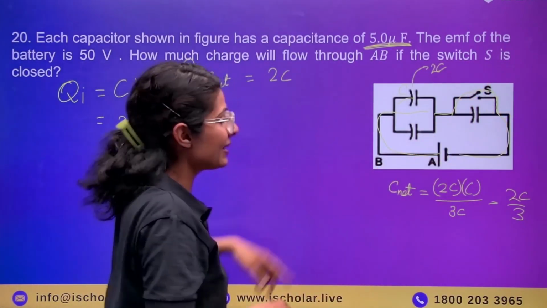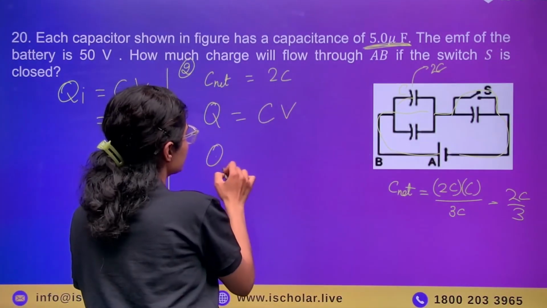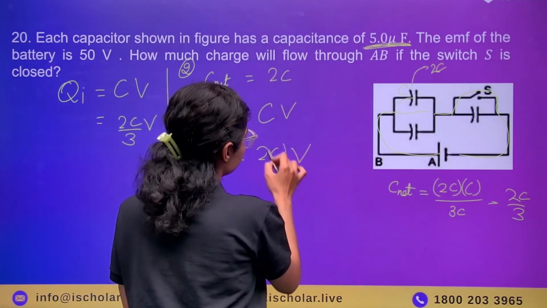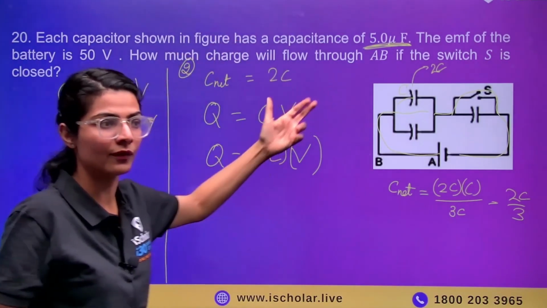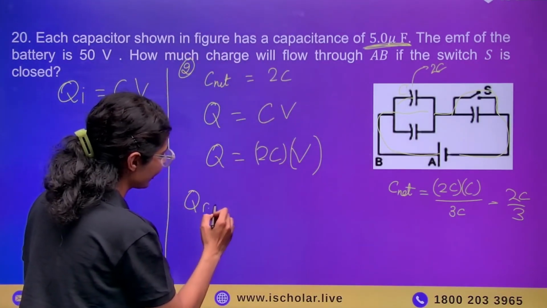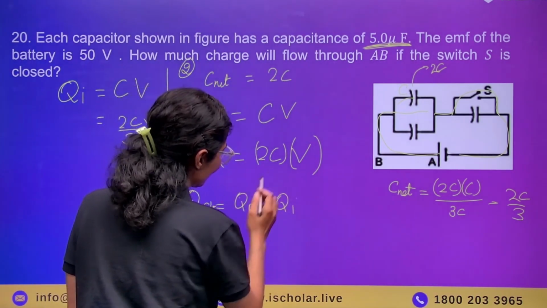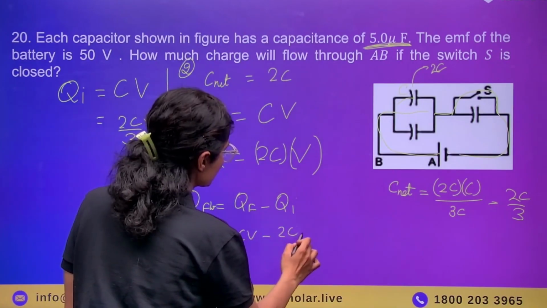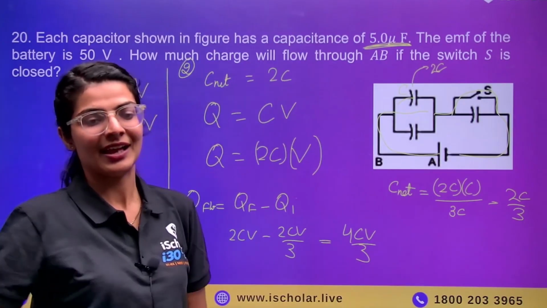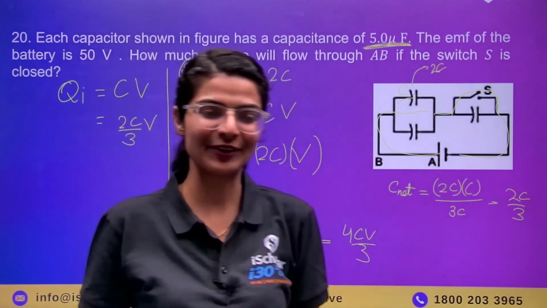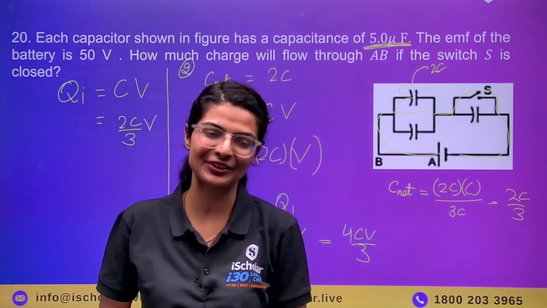Total capacitance 2C, so the total charge Q equals CV, which is 2C into the potential. In the question it is asked how much charge will flow. So Q flown is the final charge minus the initial charge, which is 2CV minus 2CV by 3, which would be 4CV by 3. I hope students this is clear to you. So that is it for today's session. In the next video, we'll do the next 10 questions. Thank you all.